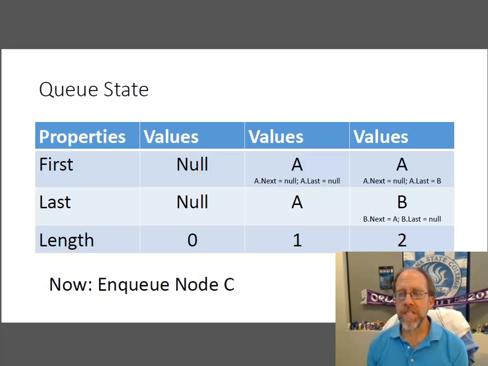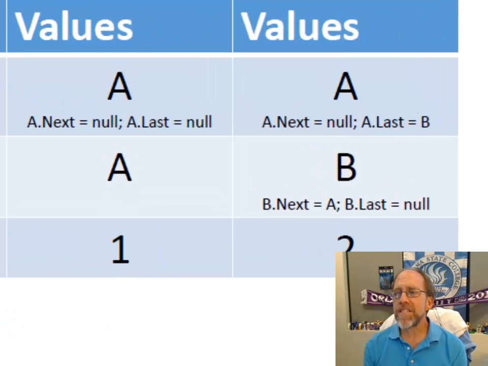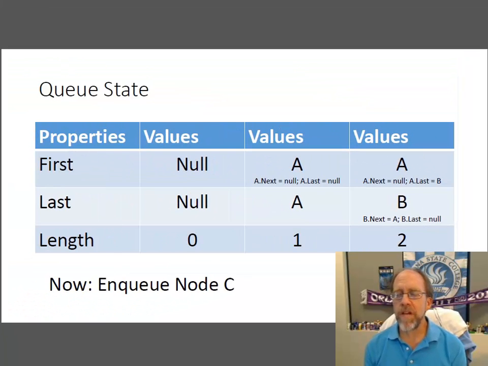Now, if we look at this in a little bit more detail, the last column here, where you have values of A and B, which are the node IDs: A dot next is null, A dot last is B, B dot next is A, B dot last is null. Should make sense. The front's pointing to nothing, the tail's pointing back at nothing, but they're pointing to each other internally, with a length of 2. Let's enqueue another one and see what happens.